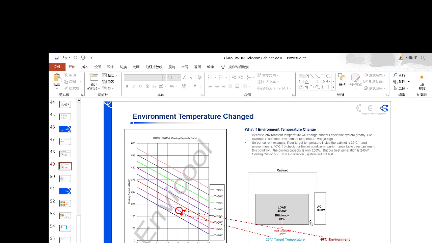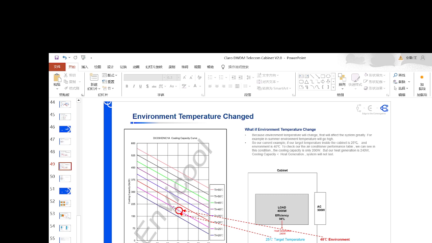But as I explained, it's not that ideal, okay? For example, if we have an environment that is 40 degrees centigrade and the target temperature is 25, we use this curve, right? I mean, using Ti equal to 25 degrees centigrade. And the environment is 40, so we find the point here, right? Here is 225, here's 150, so it's around 200, right?